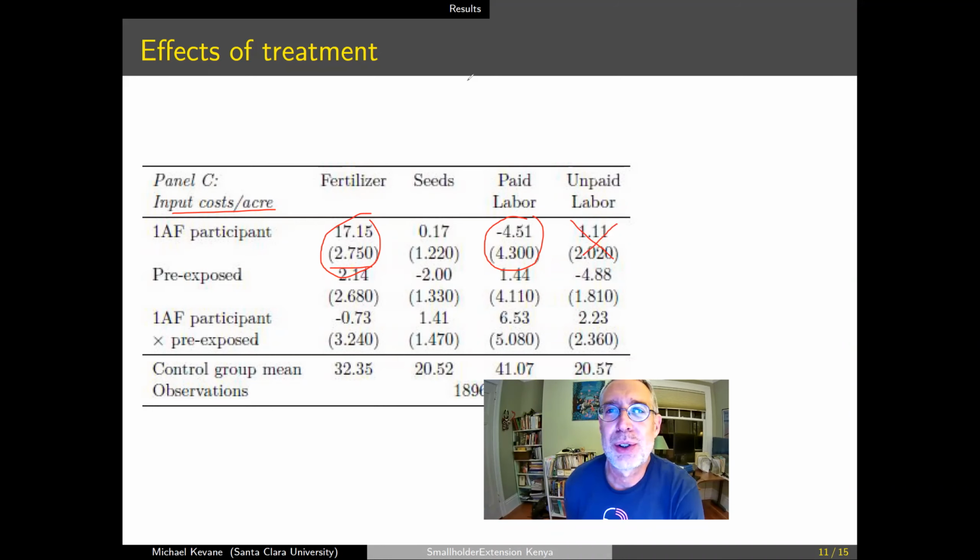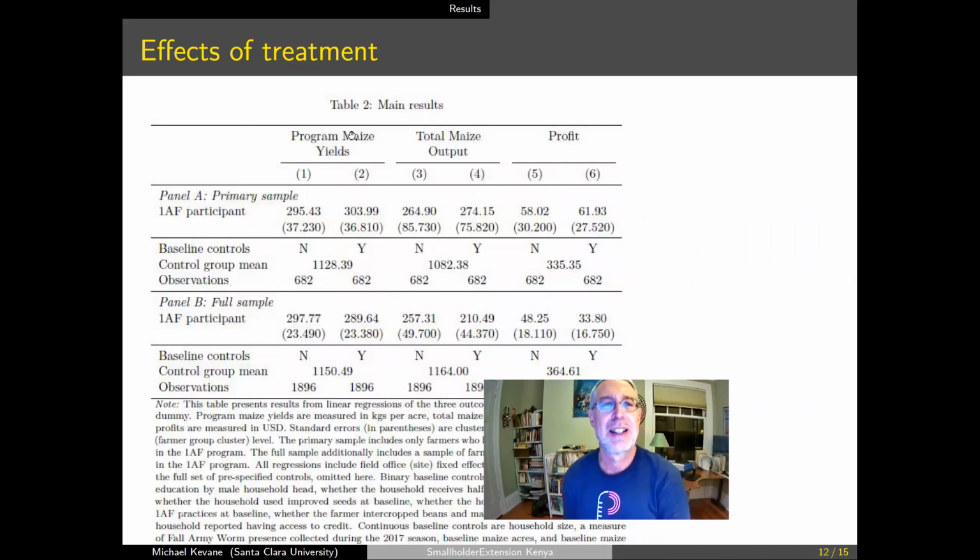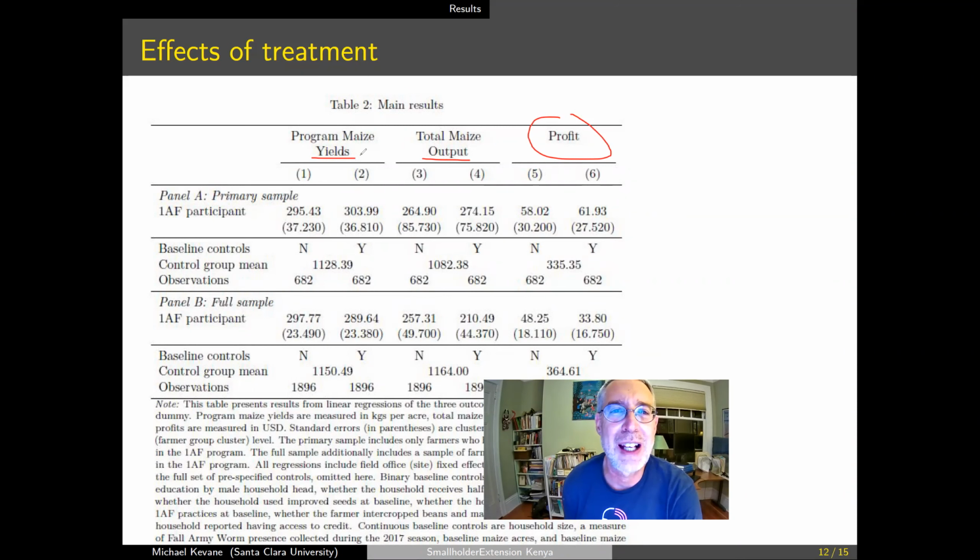Then we turn to the actual important results. This is the effects of the treatment in terms of profit. So we're really not going to be that interested in yields or output, because at the end of the day, if you're paying for a bunch of inputs, if the value of the extra yields you get doesn't cover the cost of the inputs, there's no reason to do that.